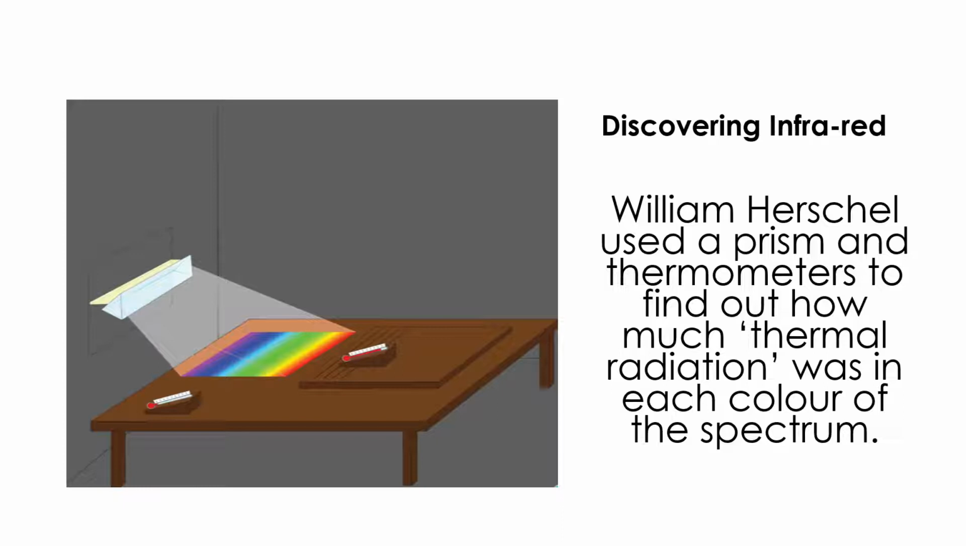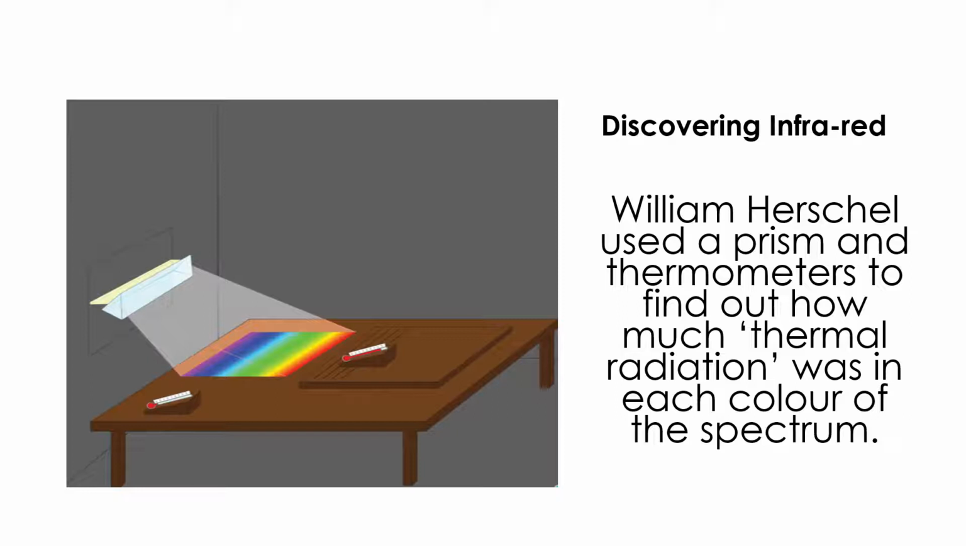So Herschel placed a thermometer at each of the different locations on the spectrum. So at red, orange, yellow, green, blue, indigo, violet. Now Herschel also decided to place a thermometer off the red end in an area that wasn't being lit up. Herschel did this as a control in case the whole room had changed temperature, and that would give a false reading. So this was a control thermometer.